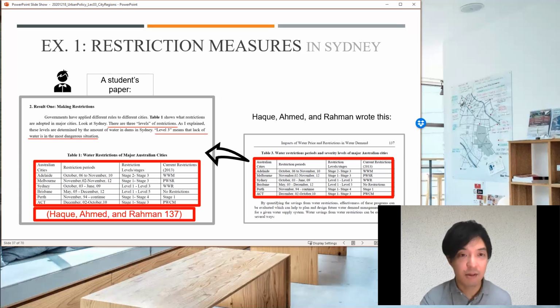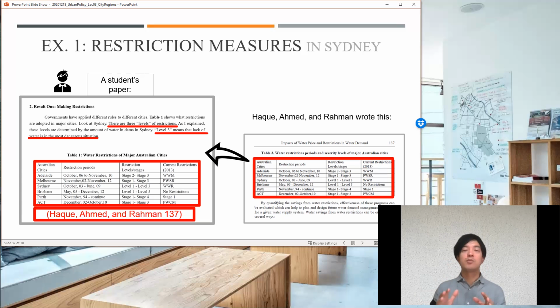Okay? And after that, you should write your explanation about it. I say this because every year, some students just copy and paste the table and finish it. No, this is not good. You should write your own interpretation. You should write your own understanding of the content of the table. Okay, this is what you should do.